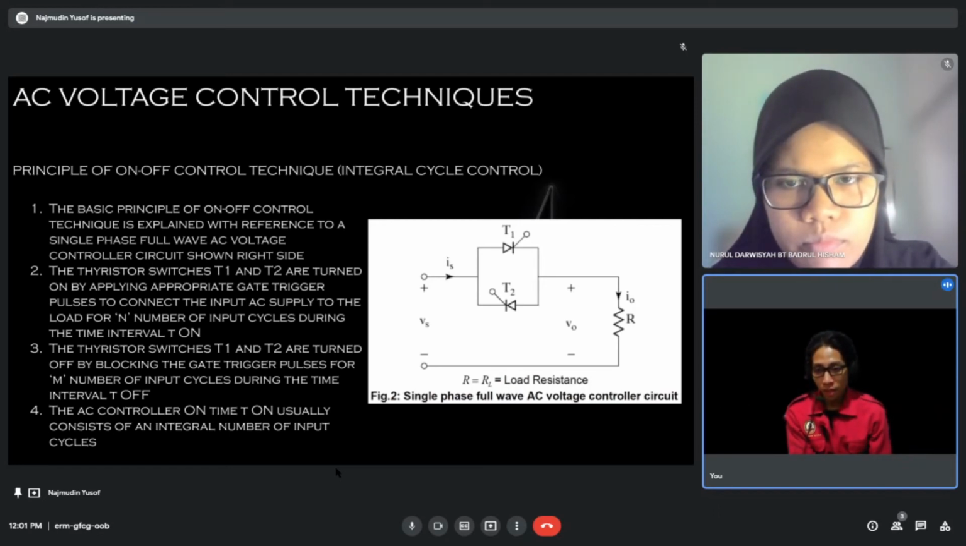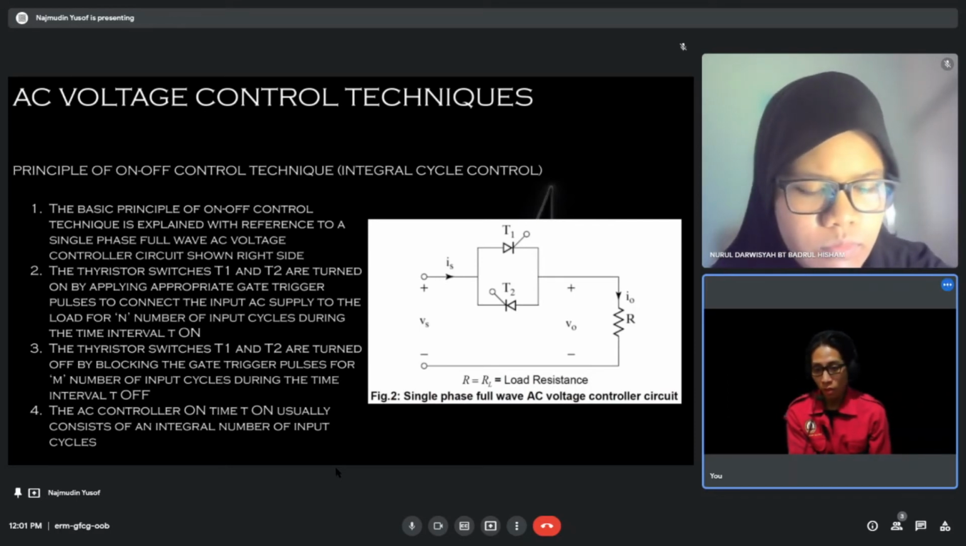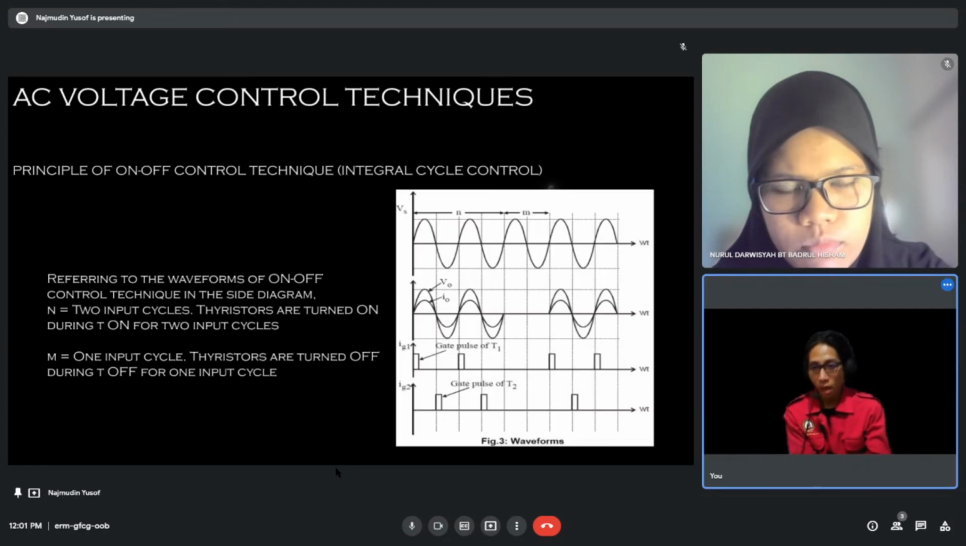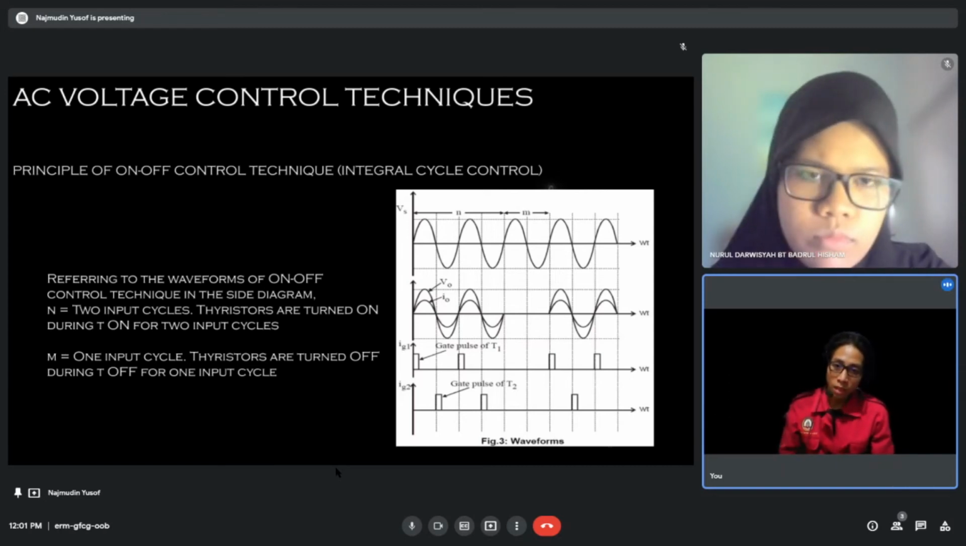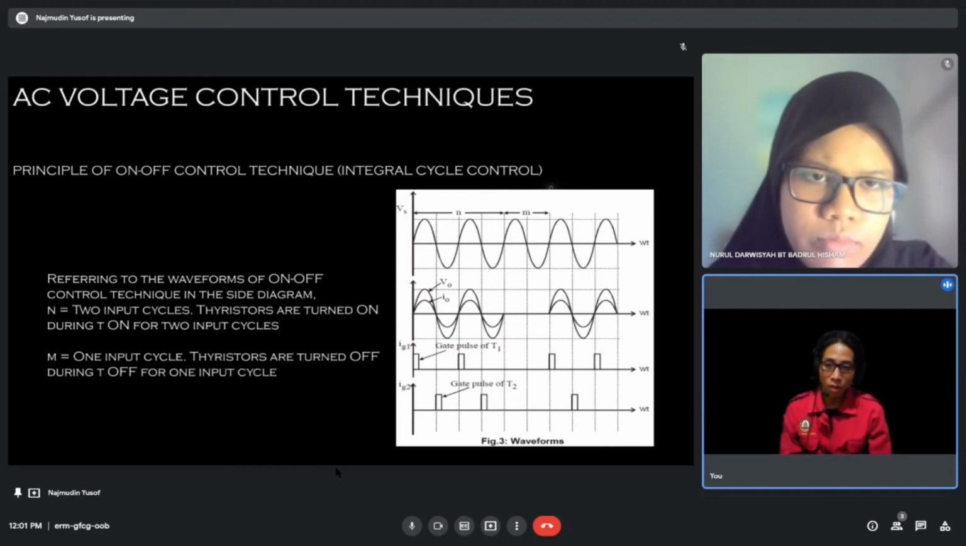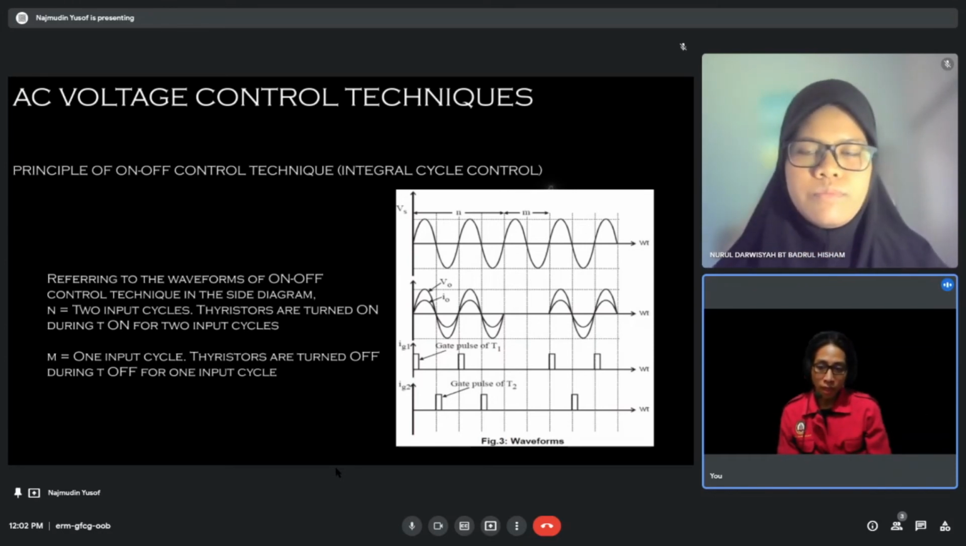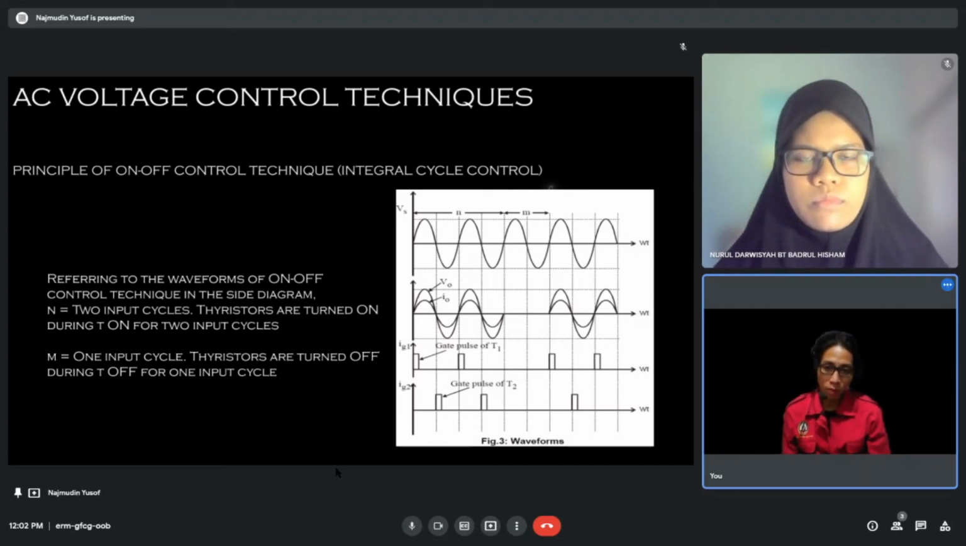Fourth, the AC controller on time T on usually consists of an integral number of input cycles. Then referring to this diagram of the waveform of the on-off control technique, the transistors are turned on during T on for 2 input cycles, and turned off during T off for 1 input cycle.